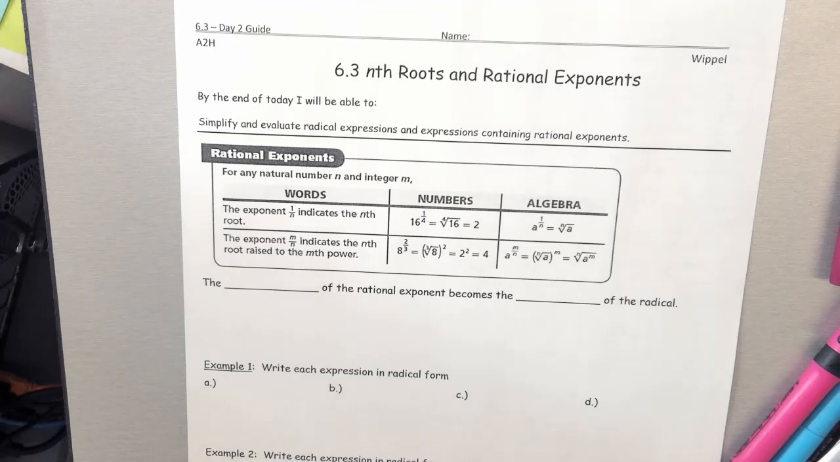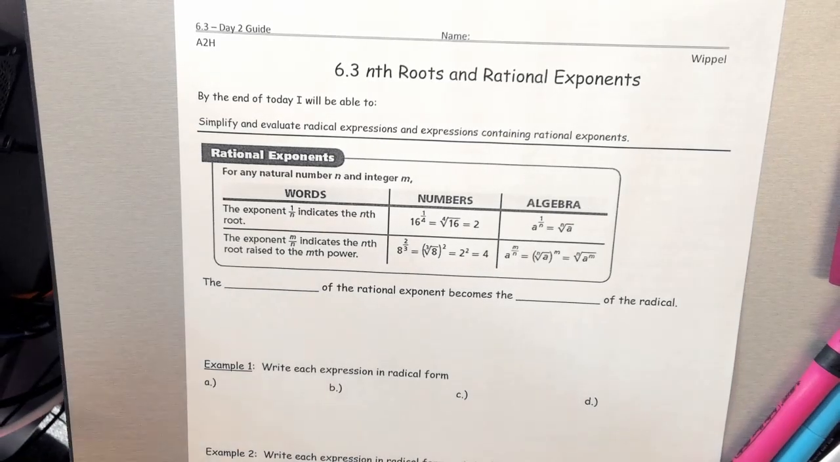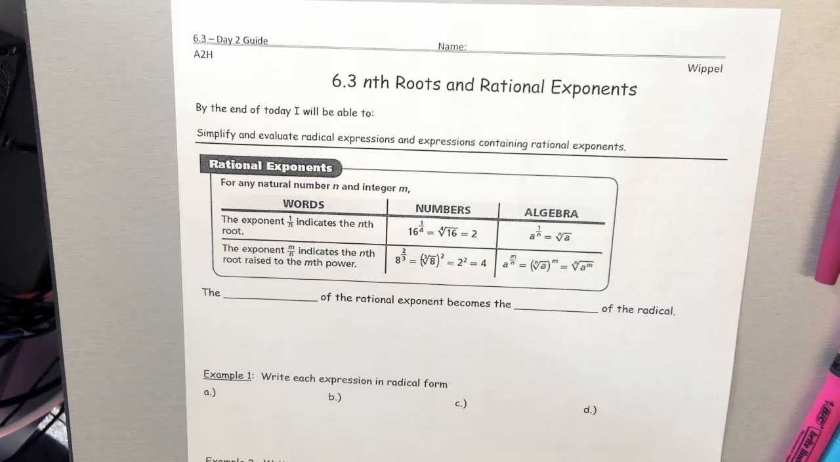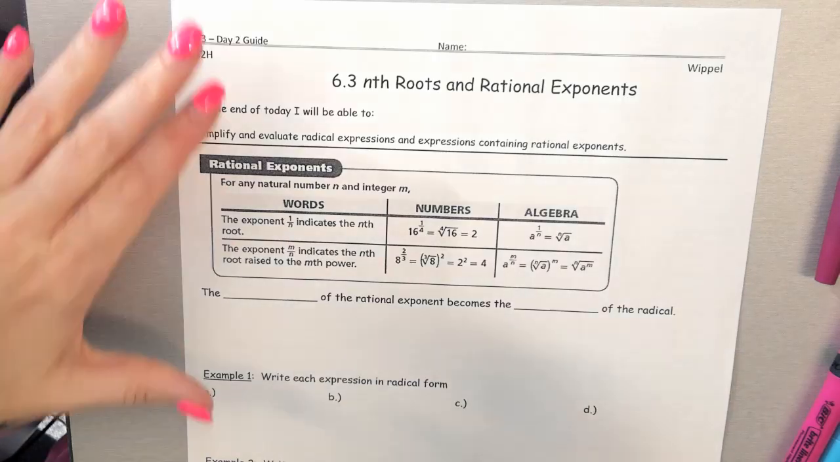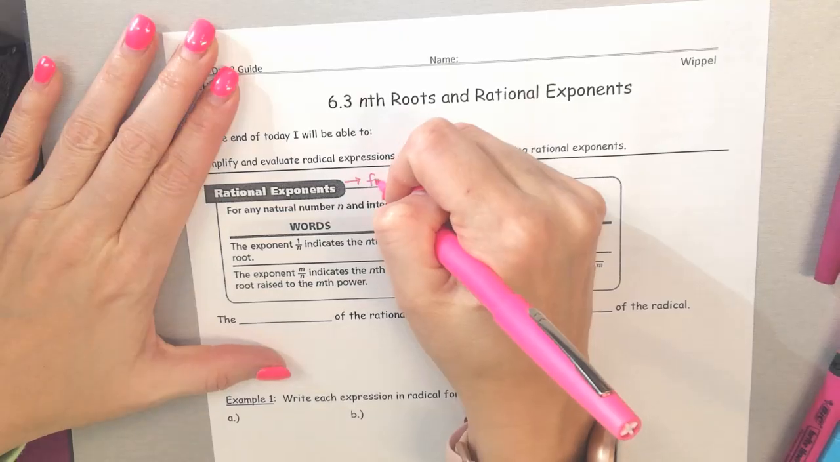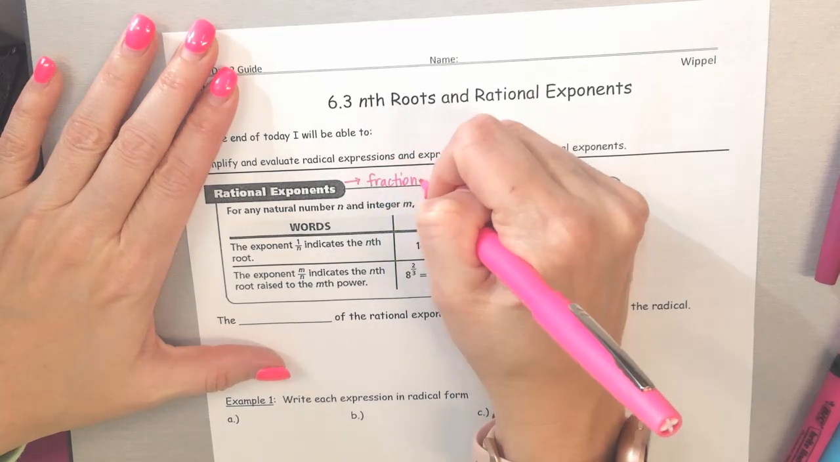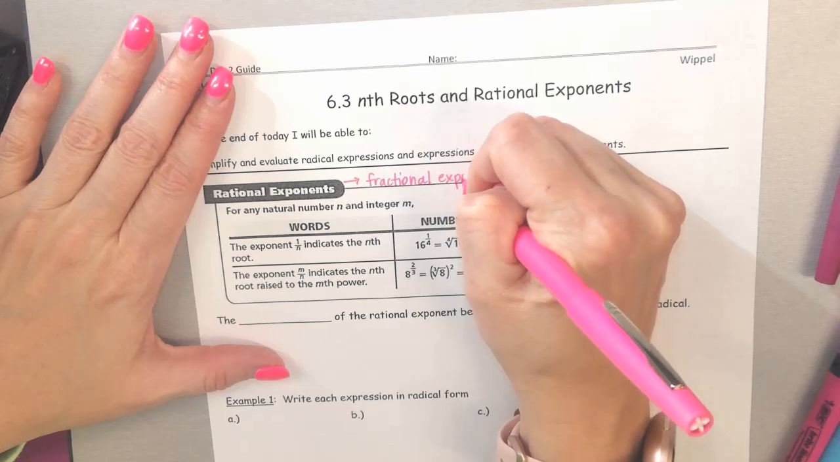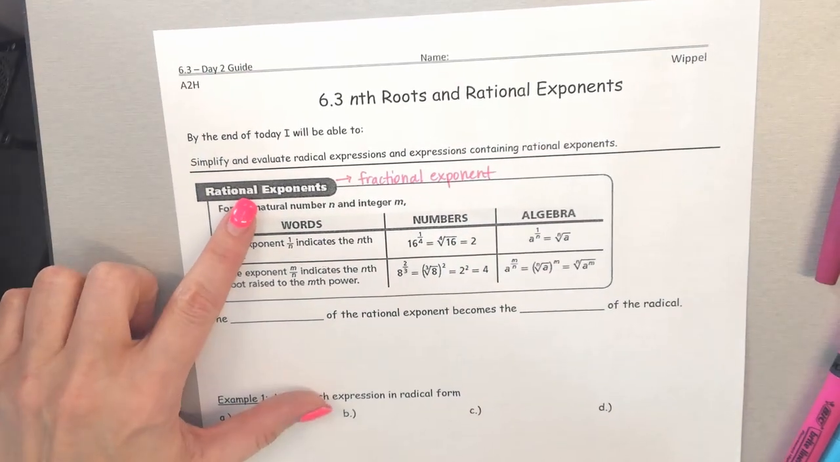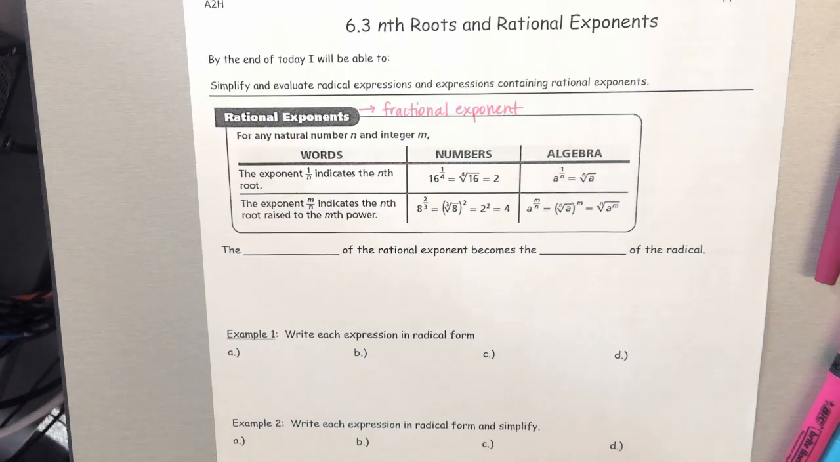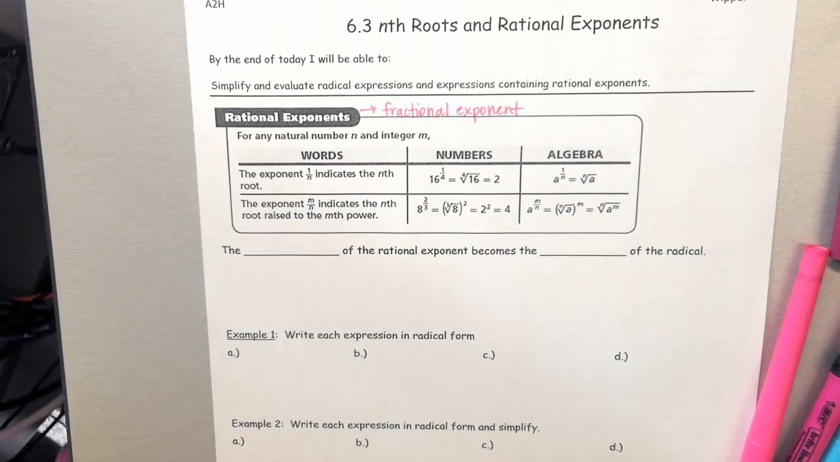So for 6.3, day 2, we are still going to be talking about roots, but we are also going to be extending this to rational exponents. Okay, so we're going to be doing some simplifying. The first thing we need to remember is what a rational exponent is, and a rational exponent is just going to be a fraction. So a rational number is a number that can be written as a fraction. So whenever you see the word rational, I want you to think fractional. Okay?